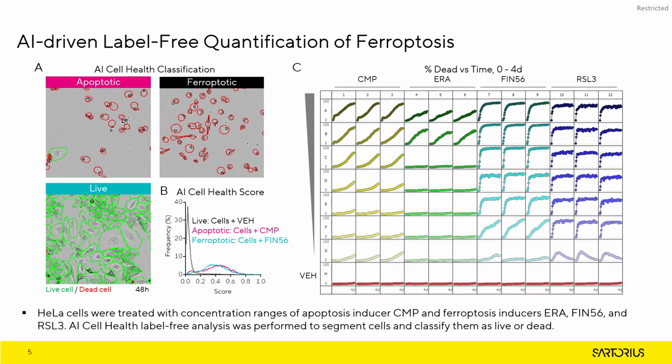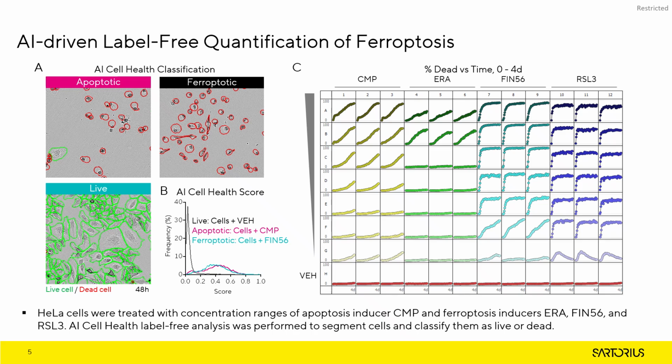Firstly, we'll start by looking at AI-driven label-free quantification of ferroptosis. Here, HeLa cells are treated with concentration ranges of the apoptosis inducer CMP and ferroptosis inducers Erastin, FIM56, and RSL3. We then performed AI cell health label-free analysis to segment the cells and classify them as live or dead.